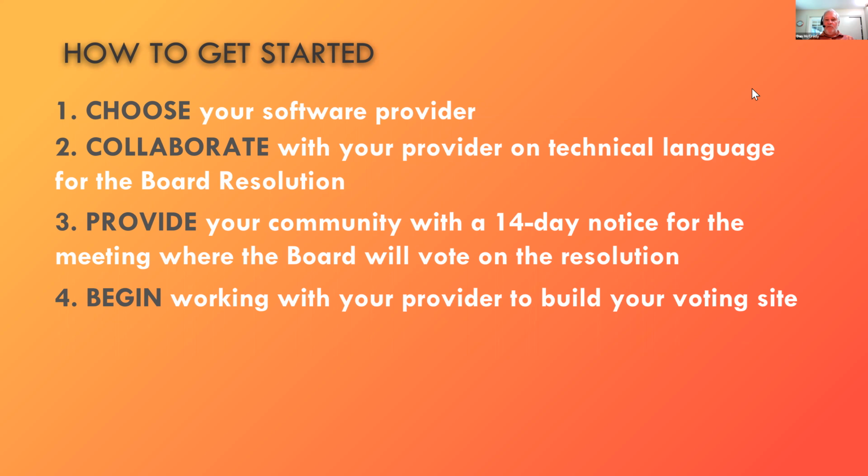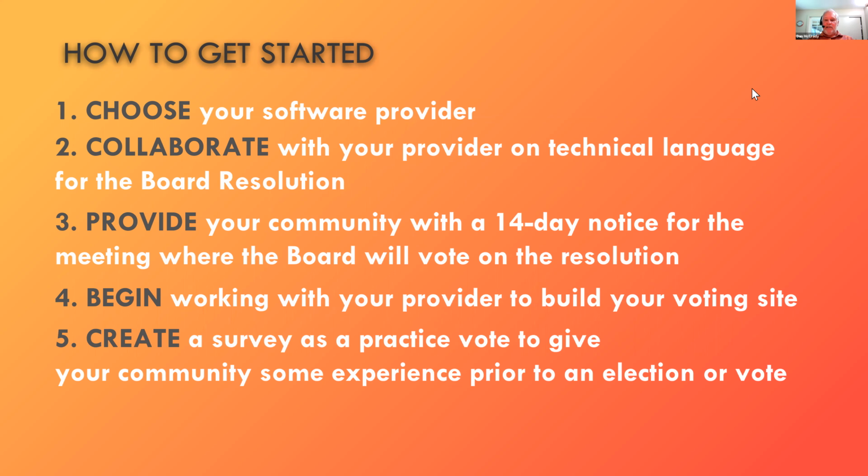And then you begin working with your provider to build your voting site. Now, you should be able to build your voting site during that 14 days. You've got 14 days where things must wait. No one can opt in prior to that 14 days because a resolution has not passed yet. So that's a good 14-day period to get the whole site up and running.